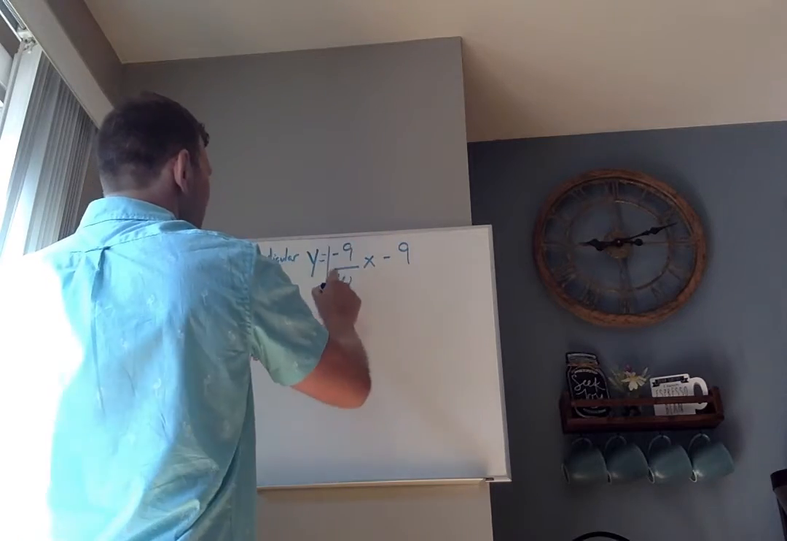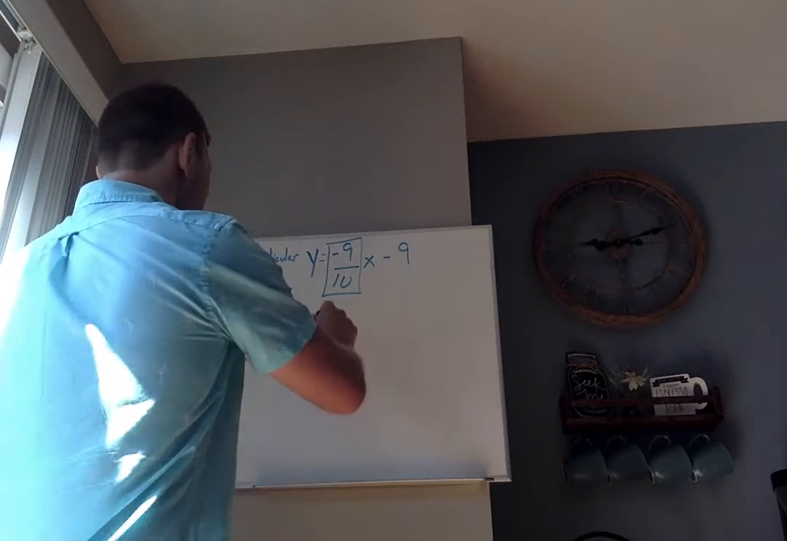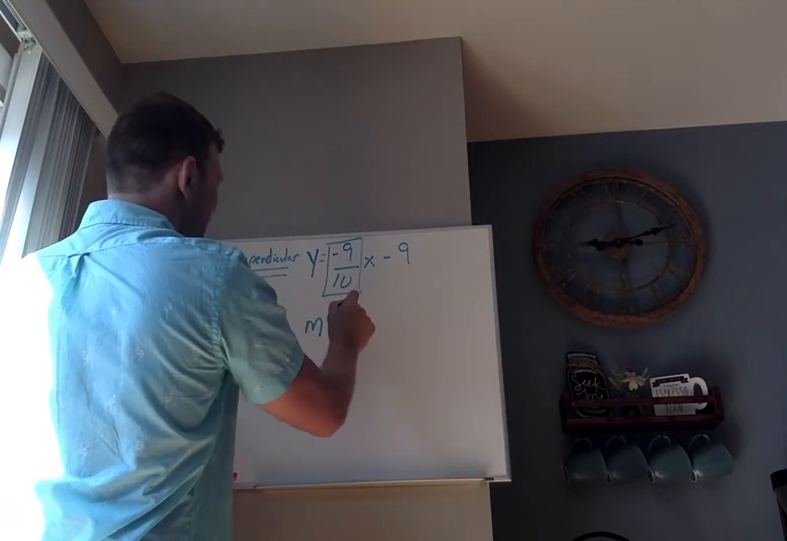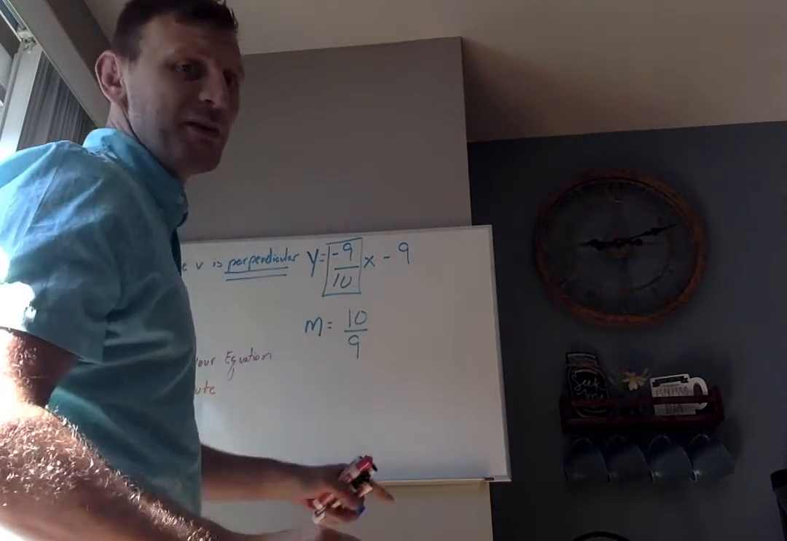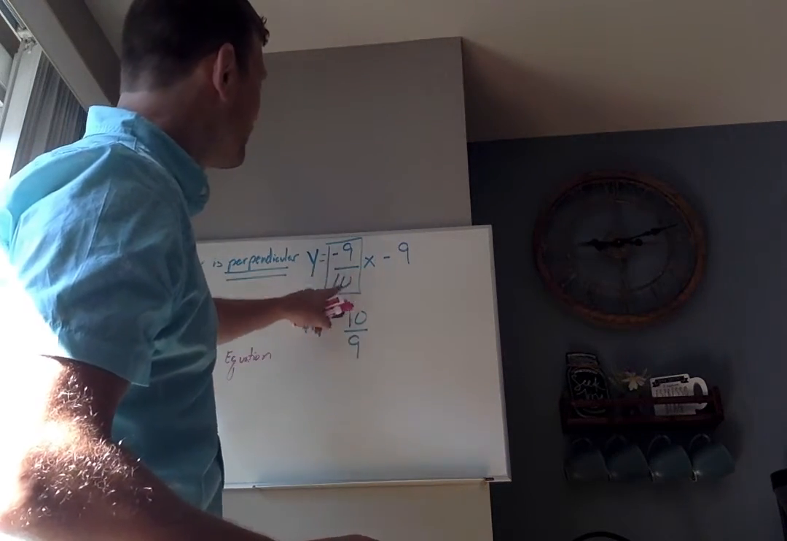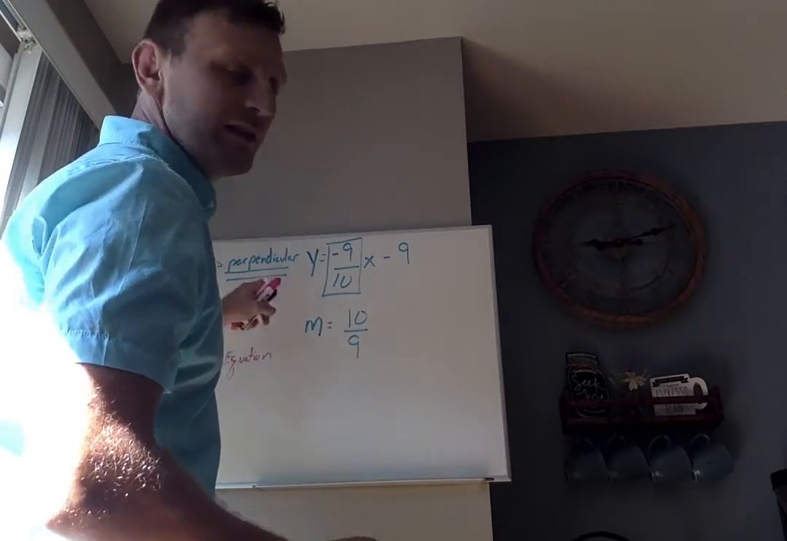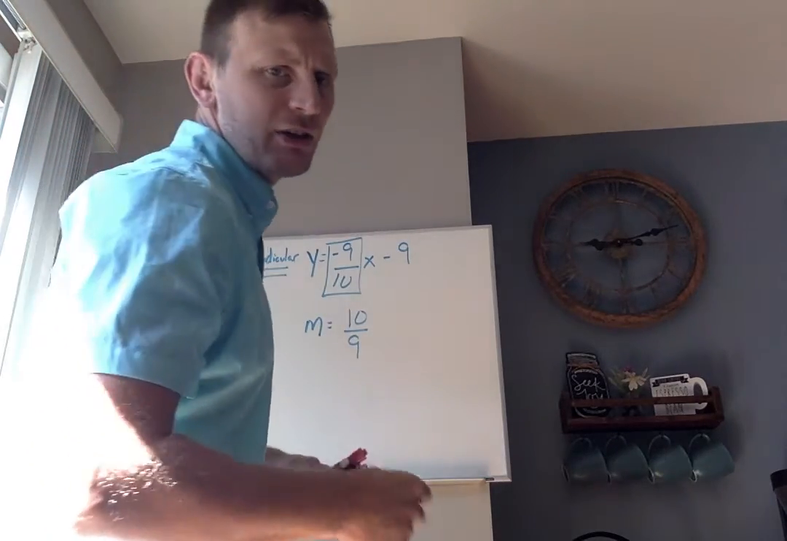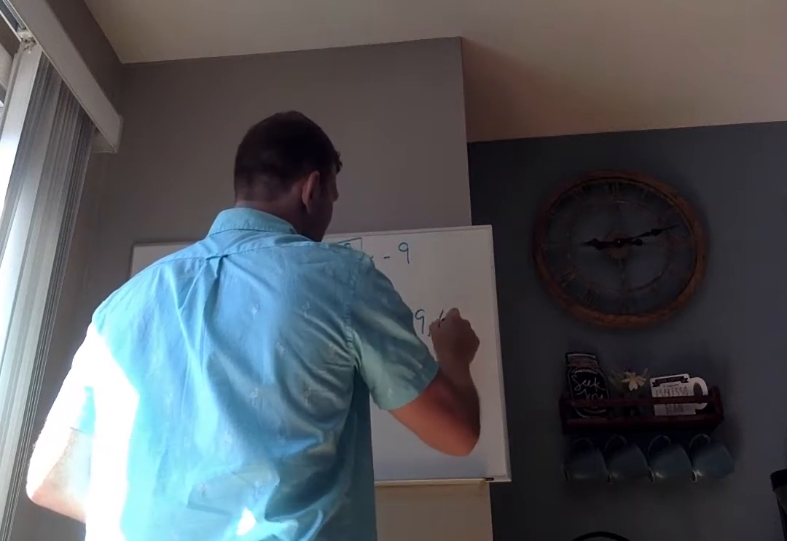All right, so perpendicular, I'm focusing in on that slope. Since it's perpendicular, I have to flip it. And I have to make it positive because that one's negative. So notice, 9/10, 10/9, negative, positive, perpendicular. And now it says it goes through the point 9, 6.